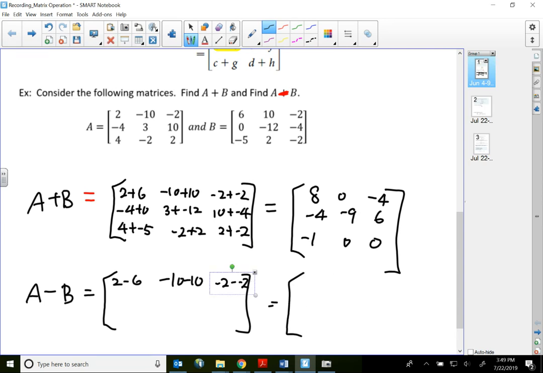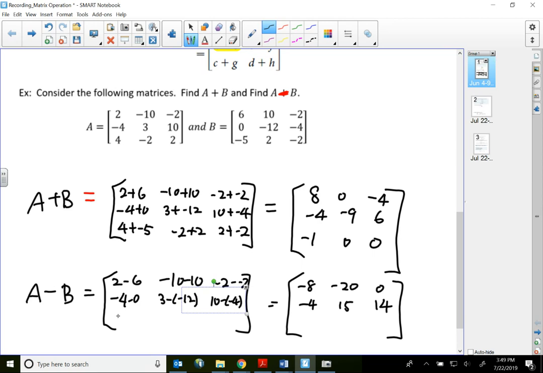So my first row should be negative 8, negative 20, and negative 2 minus negative 2 should be 0. All right, second row. Negative 4 minus 0. 3 minus negative 12. 10 minus negative 4. So that should be negative 4, 15, and 14.